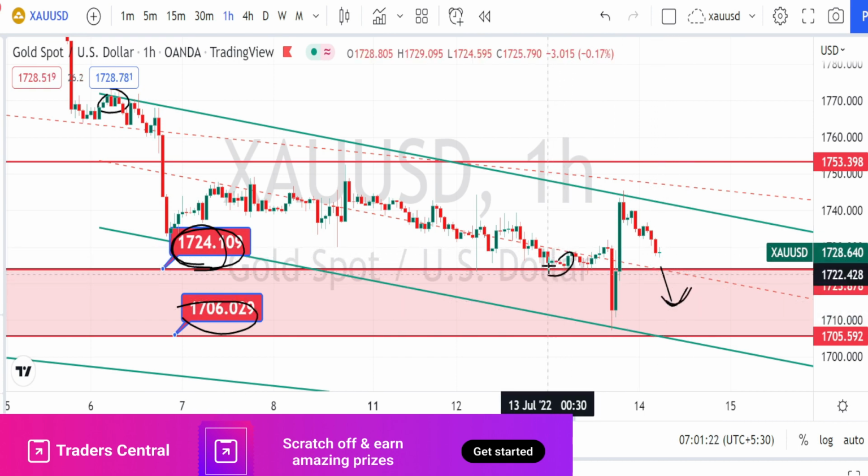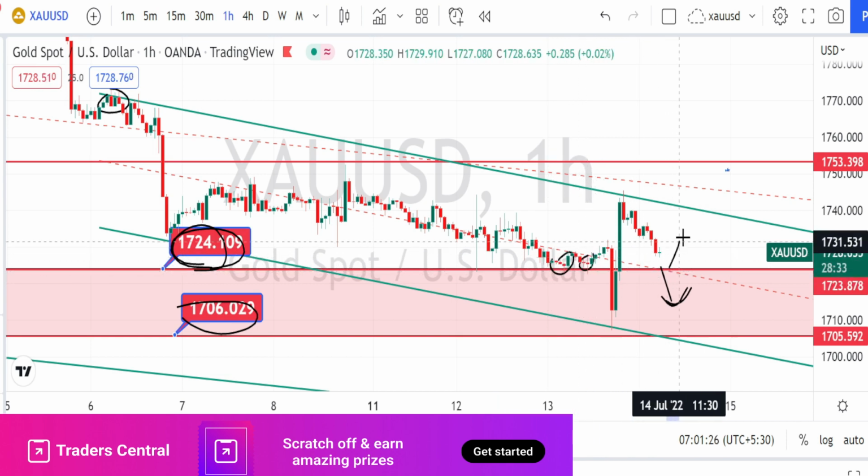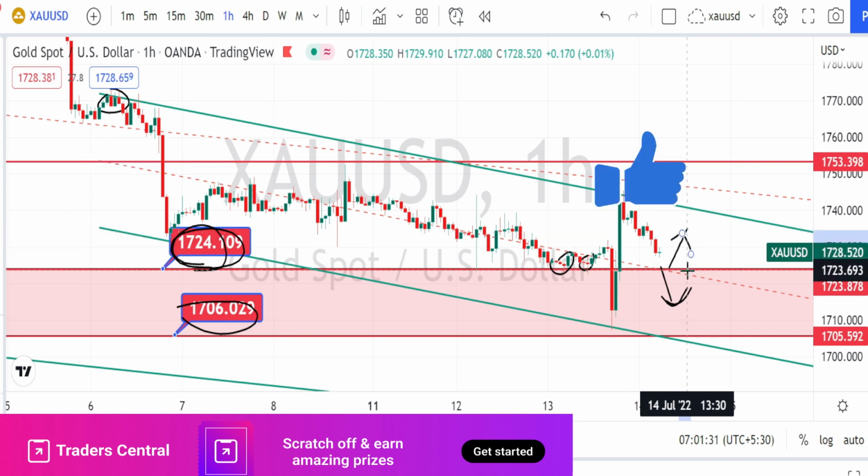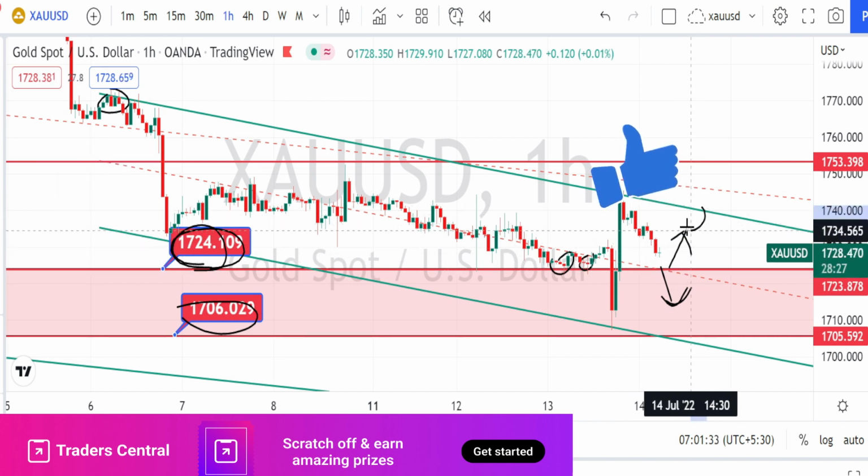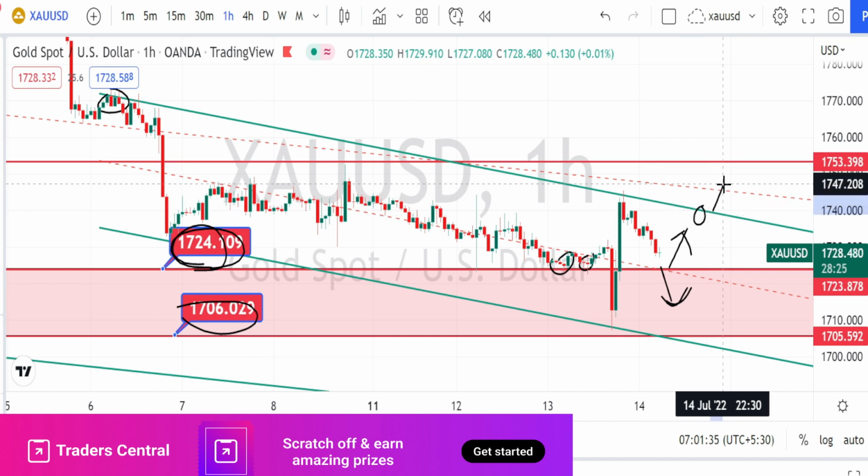This level had acted as a very strong support level in the past also, so there are more chances that price action could bounce back from this support level. And if the price action breaks this resistance line, it will be a bullish side retracement. Next level of resistance is going to be the higher time frame resistance level of 1753.